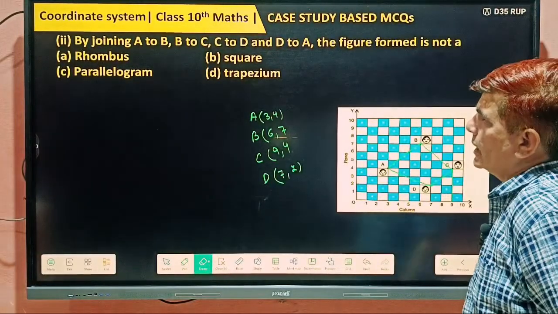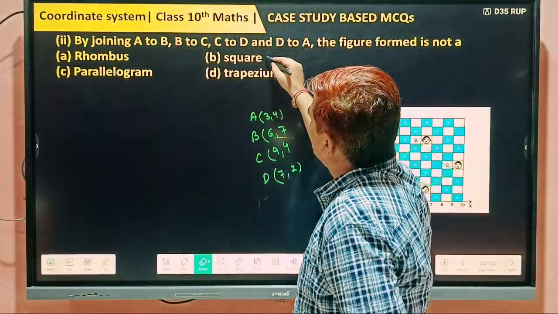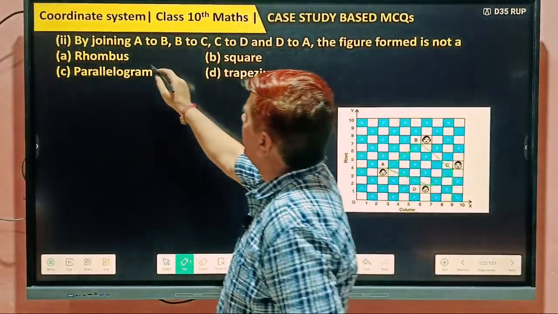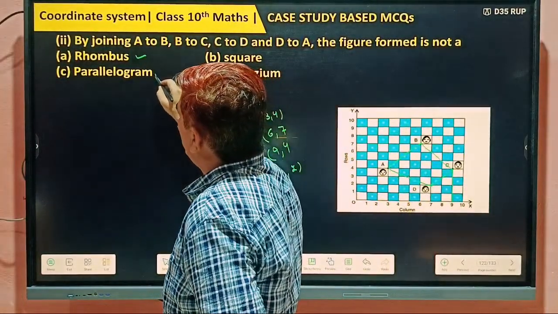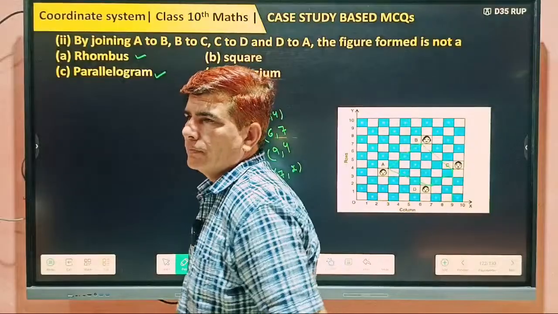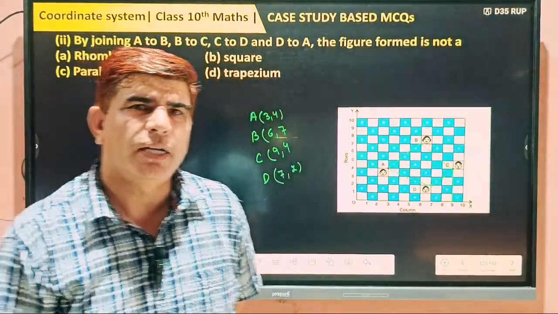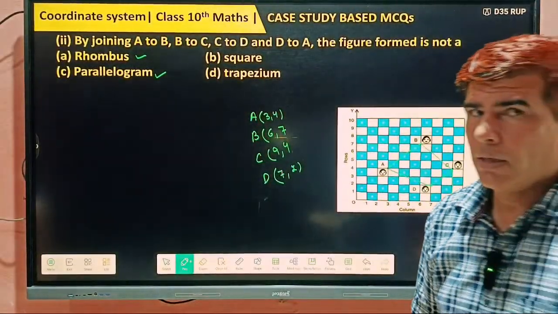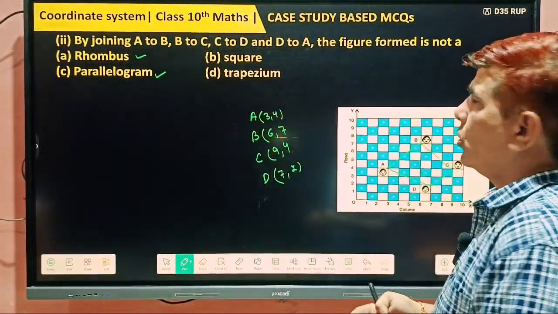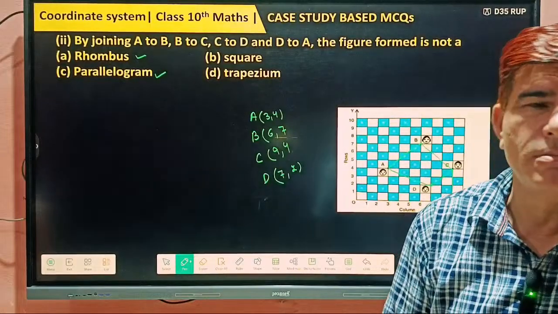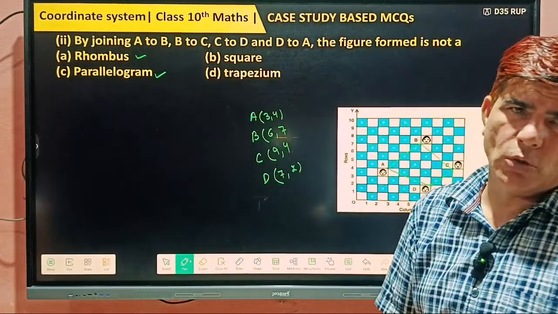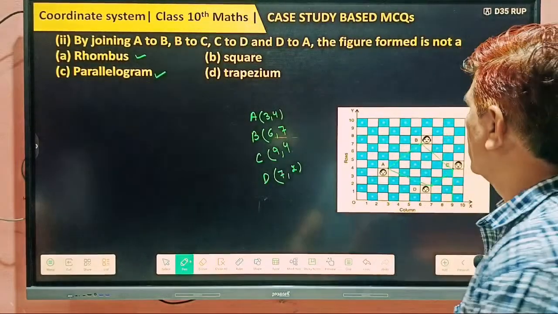If it is a square, then definitely rhombus, definitely a parallelogram. What? Definitely all squares are rhombus. Yes or no? All squares are parallelograms, but all parallelograms need not be a square. All rhombus need not be a square.